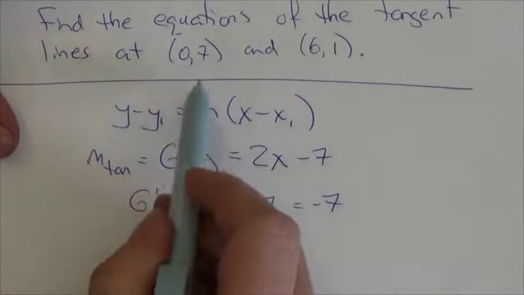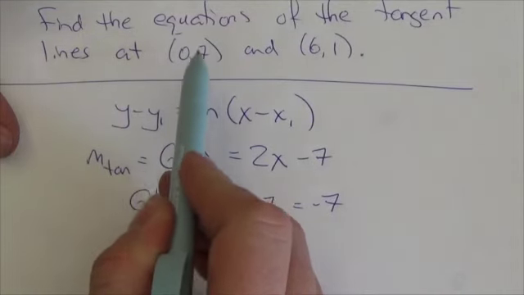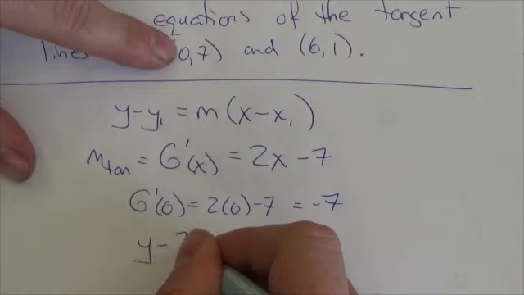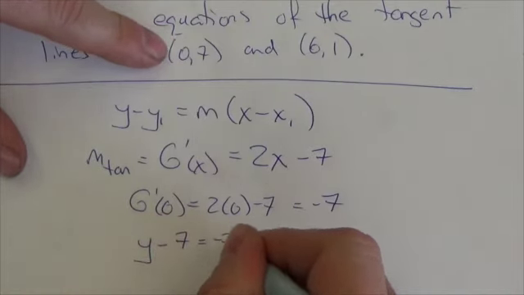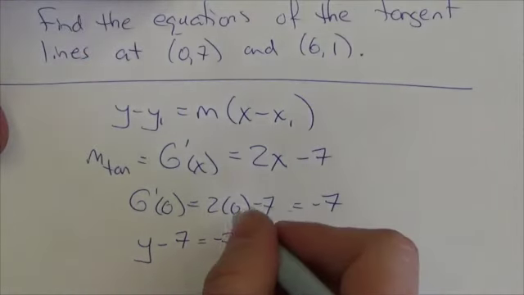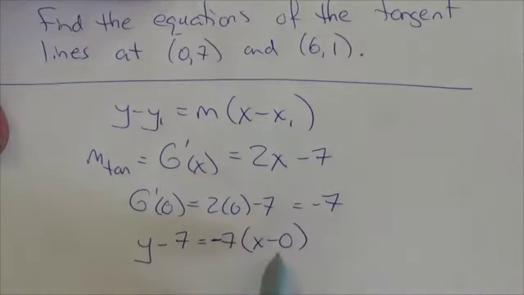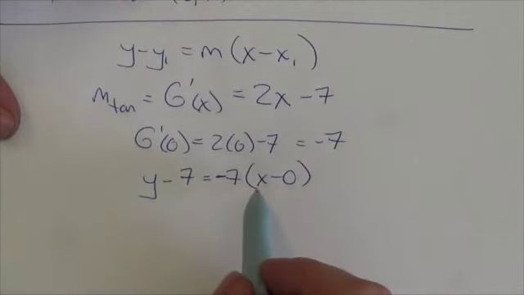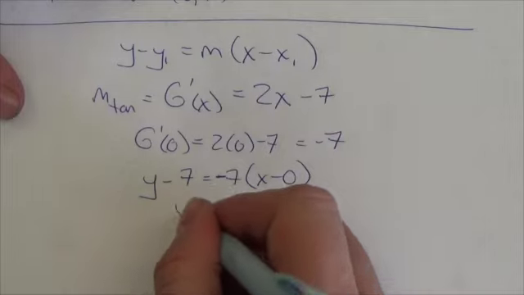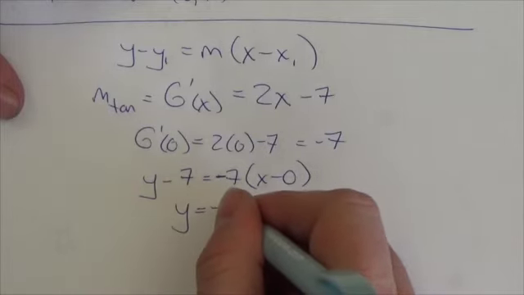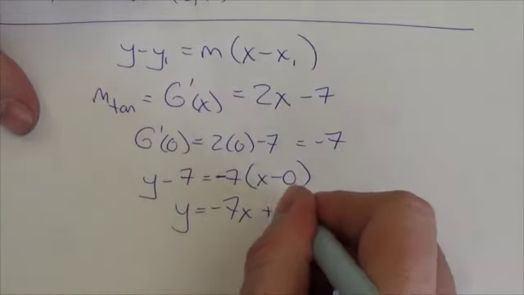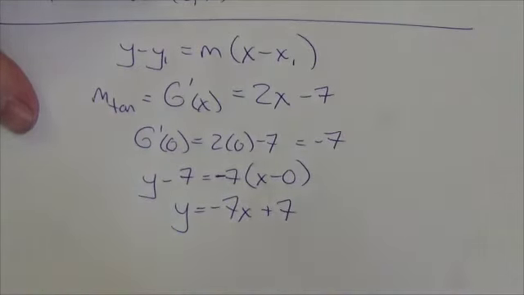So that means the equation of the tangent line at this point right here is going to be, first of all, y minus 7 will equal negative 7, the slope, times x minus 0. Now I can simplify that. In fact, it probably makes sense for me to go x minus 0 is just x, and then bring that 7 over and write this in slope-intercept form. And then bring the 7 over and add 7. So there's our first tangent line.